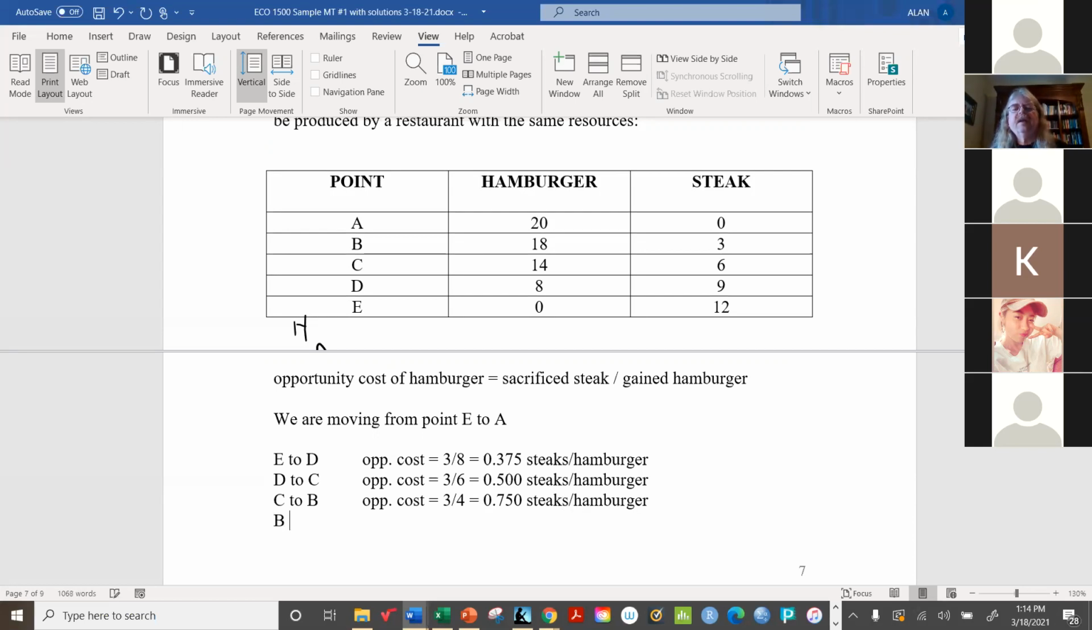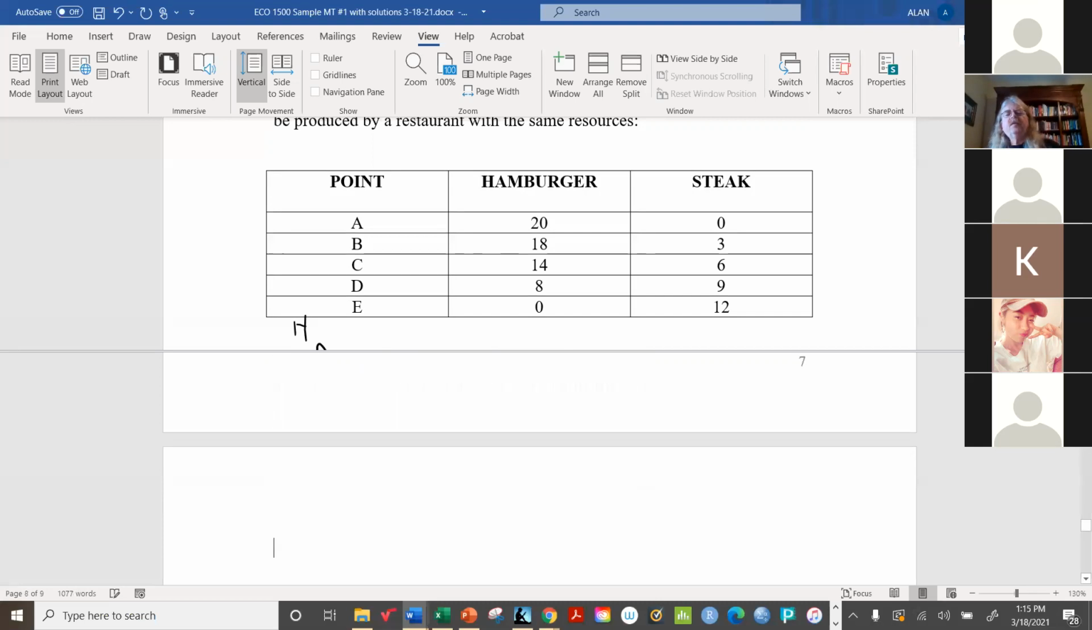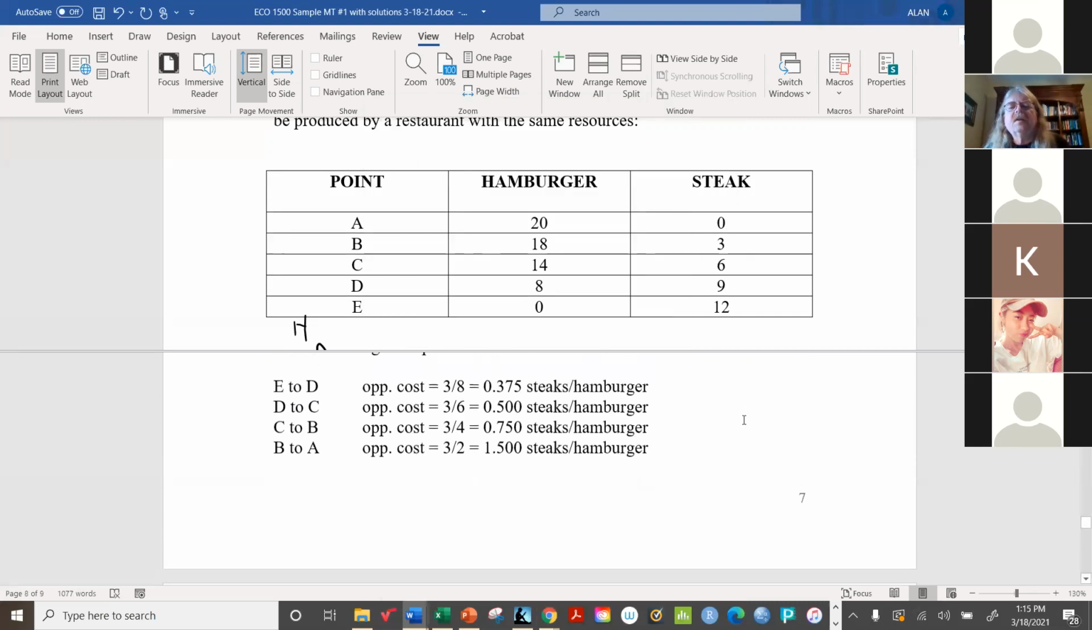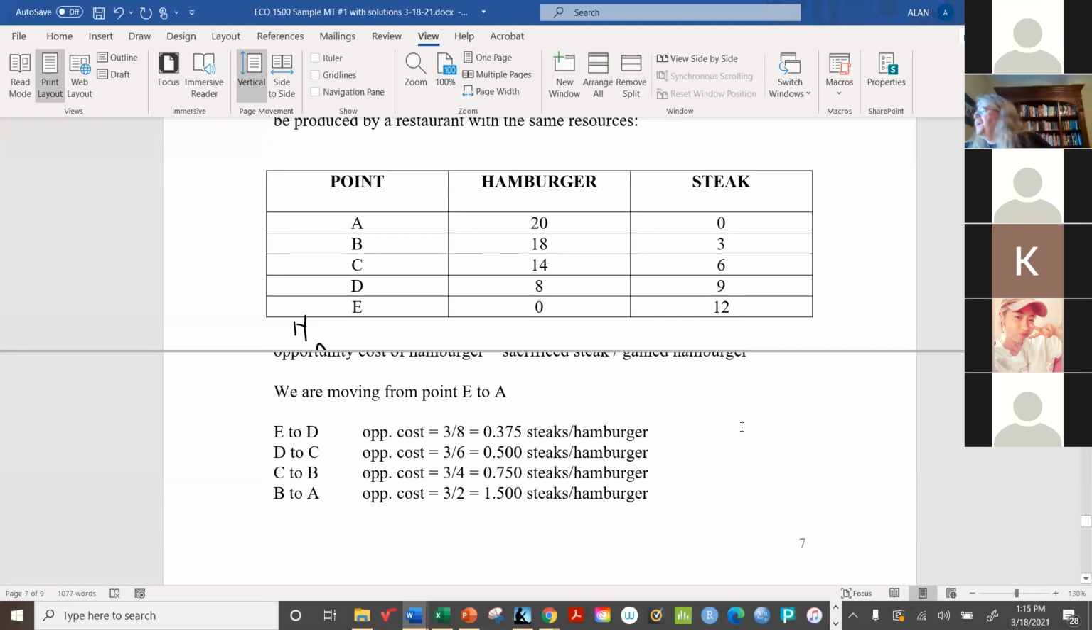And then finally, as we move from B to A, we once again sacrificed 3 steaks. This time we only gained 2 burgers. So this is our chart. And so as we move up the curve and try to make progressively more burgers, the opportunity cost of the steaks is going up. Okay, if it doesn't work this way, that means you've made a mistake somewhere.